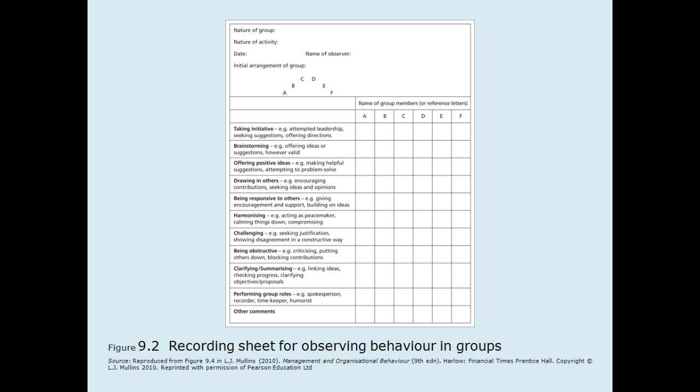Again, here's another example of a recording sheet. Here you've got a structured observation. Again, you've got your categories, taking initiative, brainstorming. Did you witness these things? Tick the box for which group member did it. So here we're looking at different group members. So it's a group situation. It could be a team of managers doing an exercise. You're observing them. They're not given by name. They're A, B, C, and D.